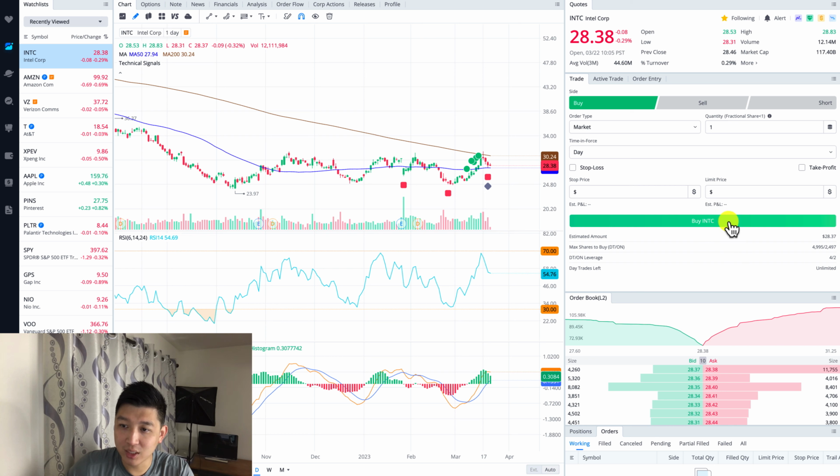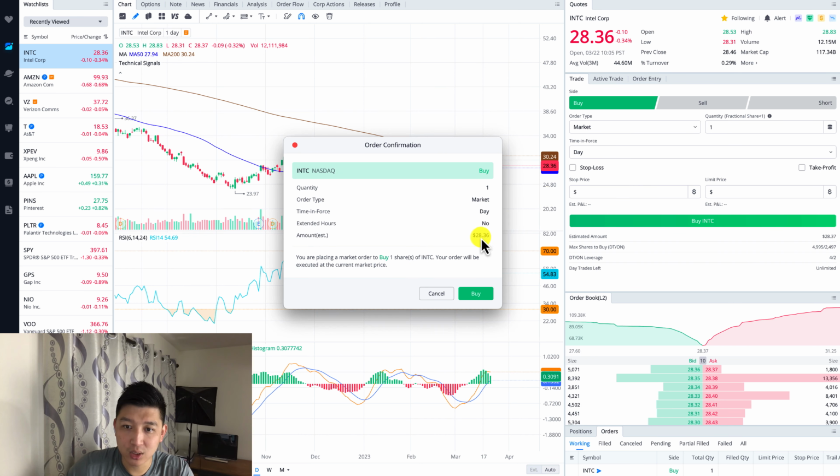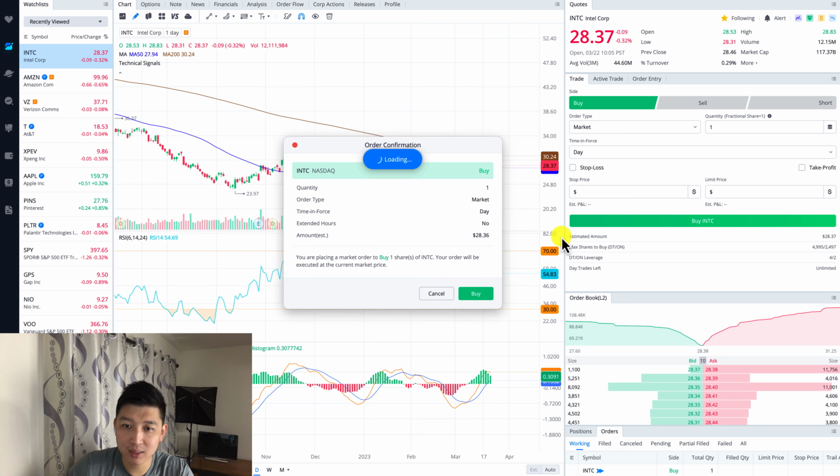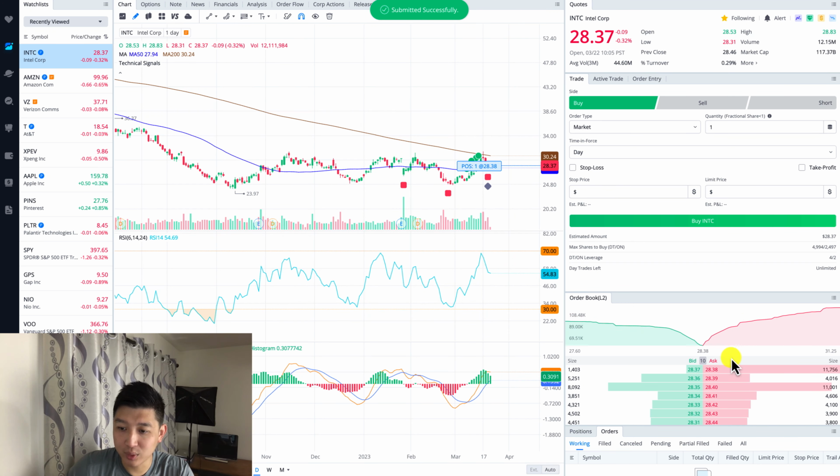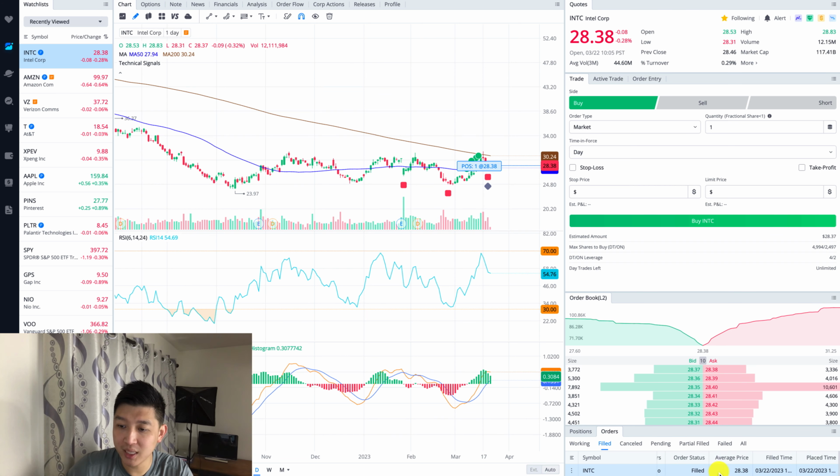And then just hit buy, and it will automatically get filled at market price. Once you hear that little ring noise, you'll see that it's filled. Go over here to INTC. I bought 1, and it filled almost immediately, at 28.38, which is right over here.